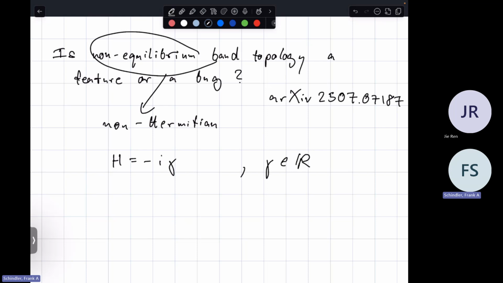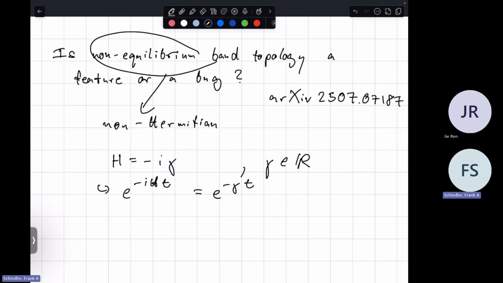Then naively, at least, your time evolution e to the minus iHt would be e to the minus gamma t, right? And so that would decay exponentially in time. So you would say, here's a particle with a wave function decaying exponentially in time, which means that the probability that the particle is still there decays exponentially in time.